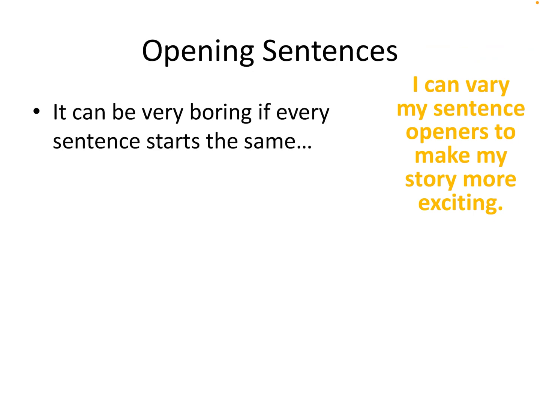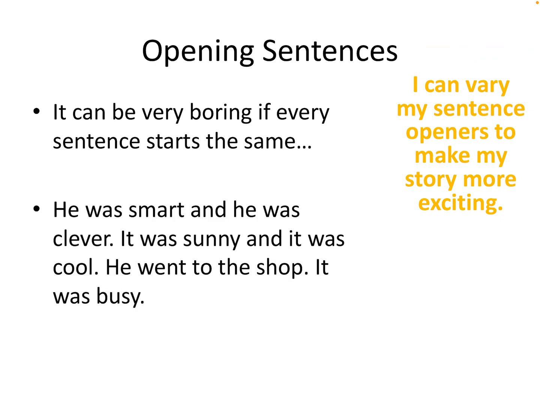So it can be very boring if every sentence starts with the same. He was smart and he was clever. It was sunny and it was cool. He went to the shop. It was busy. So these sentences have only started with he and it. It's not very exciting, is it? So we're going to learn how to make our sentences more exciting by starting with something different each time.